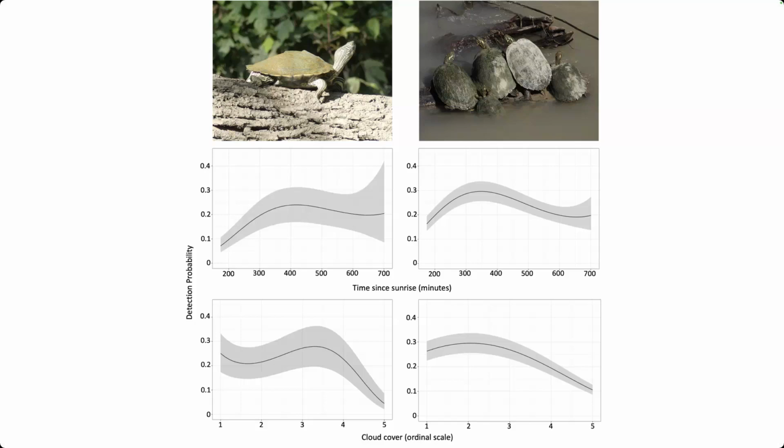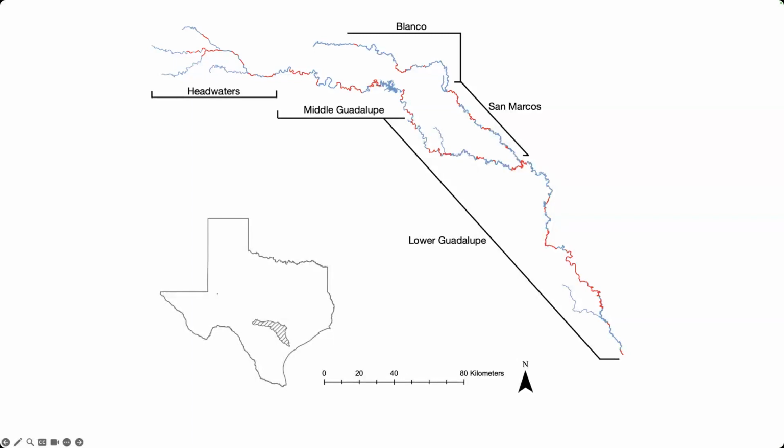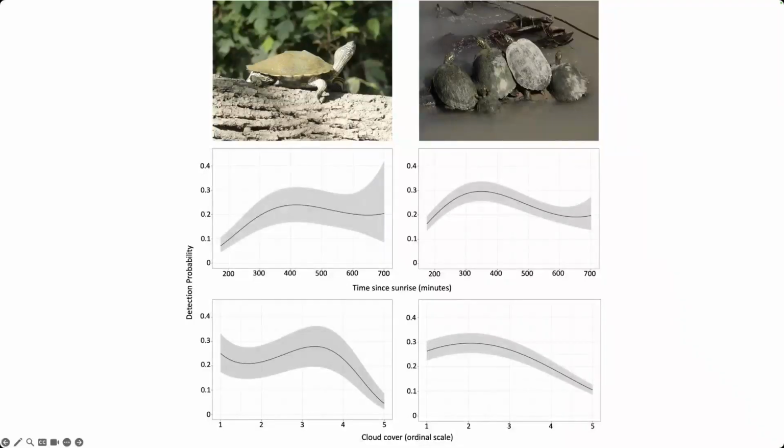If you look at the intermediate peak in detection on cloud cover, it indicates to me that this is a Goldilocks zone in terms of detection, because at low cloud cover, the required length of time for basking is really short, and the turtle can jump in the water at a far distance if it sees you from afar.